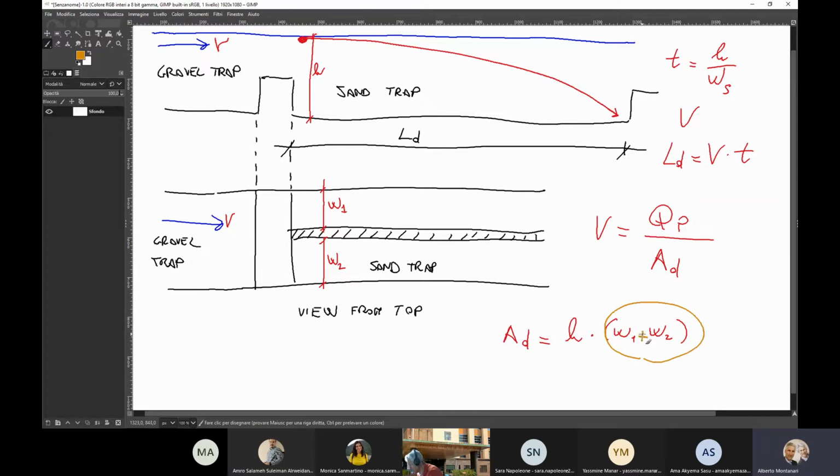This was a plus, sorry, not a times. Okay, it was W1 plus W2. So you have to guess a value for the overall width of the sand trap, and this is given by the room that you have available in the sides of the river. So if you have a large room, then you can increase your width.